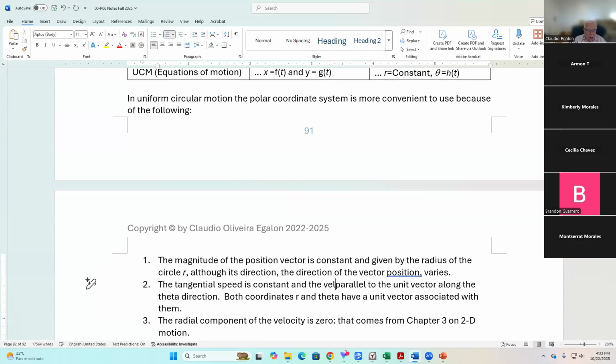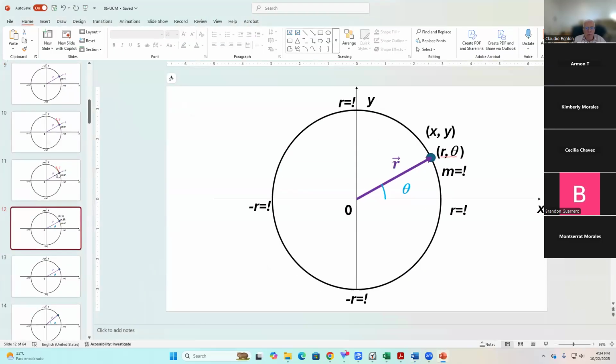And the direction of the velocity vector is parallel to the unit vector along the theta direction. Let me show you what I mean about that, okay?